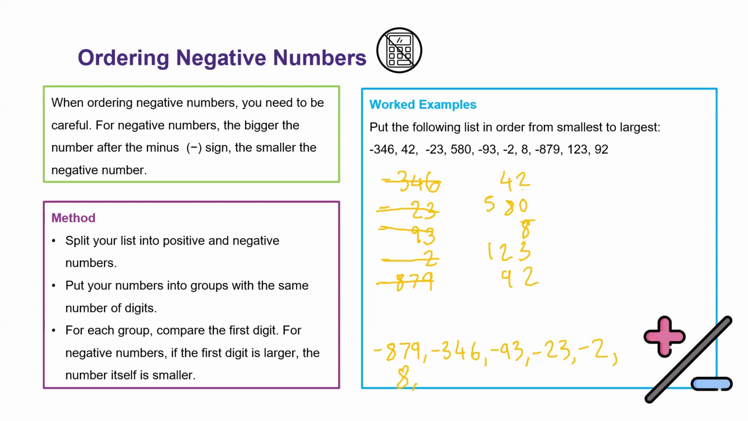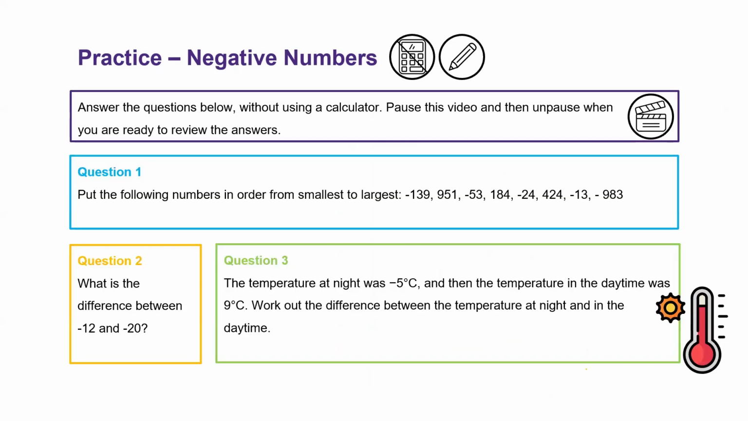Okay, and then we have the next 2-digit numbers, 42 and 92. So 42 is next smallest, and then 92. That leaves our last 3-digit numbers, so 123, and then 580. And that's the whole list in order. It's now time for you to have a go at putting some negative and positive numbers in order. So again, pause this video and unpause when you're ready to review the answers.